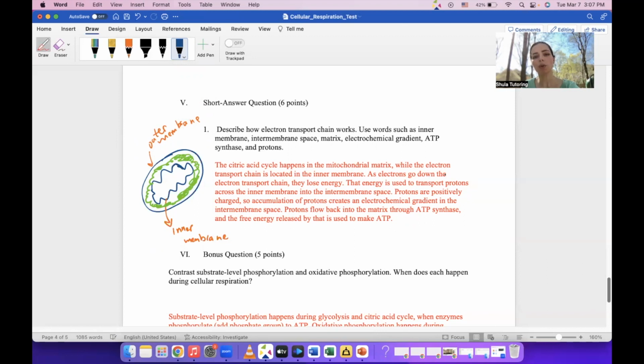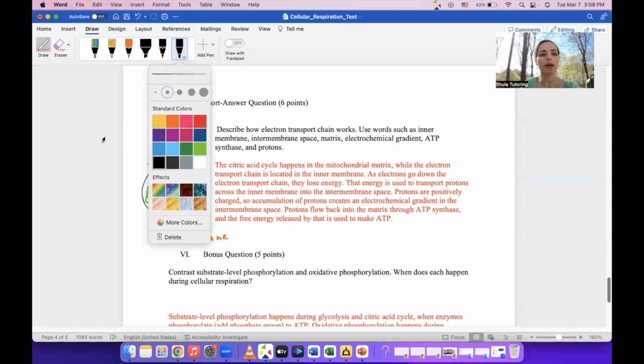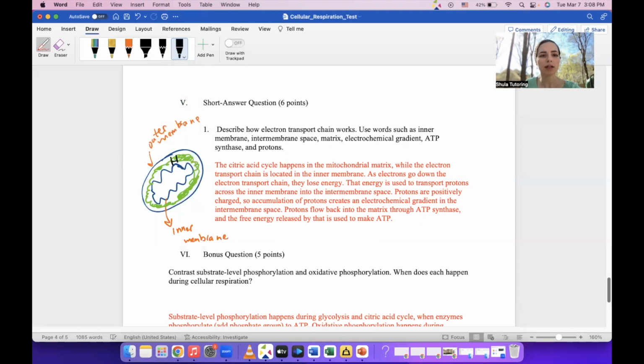As electrons go down the electron transport chain, they lose energy, right? It's like a staircase going down. Every time they go down, they lose energy. And that energy is used to transport protons across the inner membrane into the intermembrane space. So now we have a lot of protons build up here in the intermembrane space.